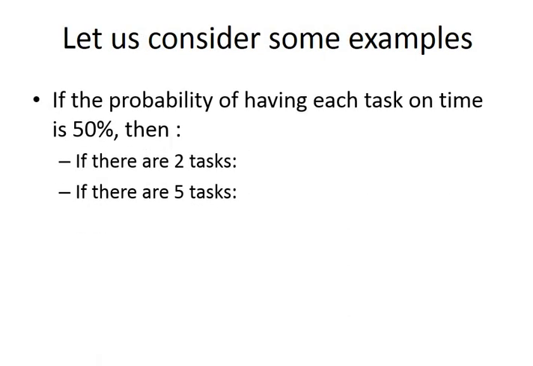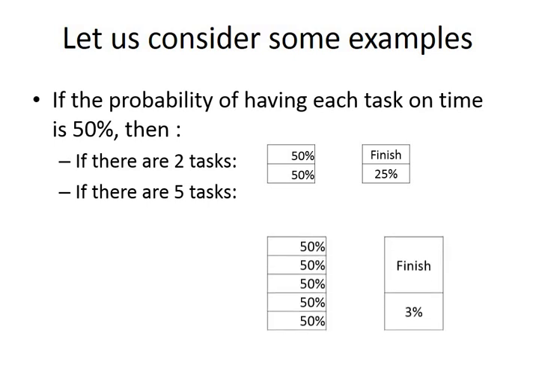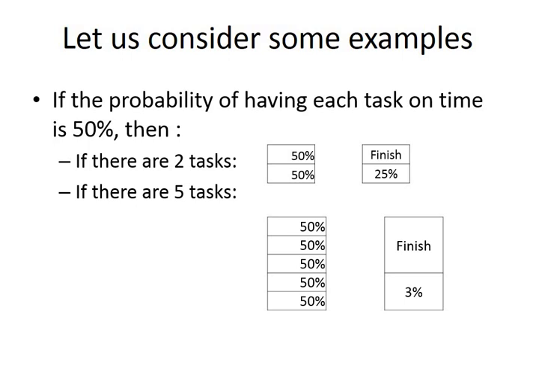Let's consider a situation like that. There is a probability of having each task completed on time, which is 50%. So if there are two tasks, the probability is, yes, 25%, but if there are 5 tasks like that, with the same probability per each, the final chance is, as you can see, 3%, which makes it even more interesting.